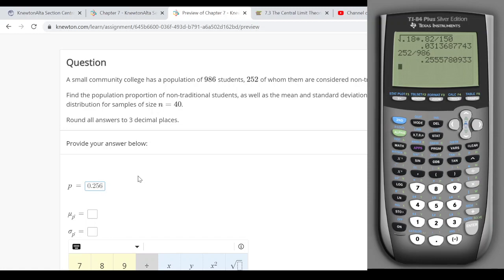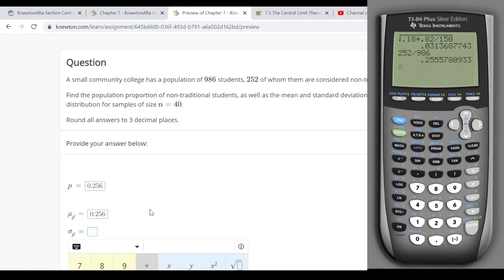Oh, and another thing, proportions, percentages, they're going to range from 0 to 1, right? You're never going to get a value of p less than 0, and you're never going to get a value of p greater than 1. All right, so please keep that in mind as well. And then if you're taking all these samples of size 40 and looking at their proportions, the p hats, the mean of all those p hats should be the same as the proportion of the population. So the mean of all the p hats is going to be 0.256, the same as the population proportion.